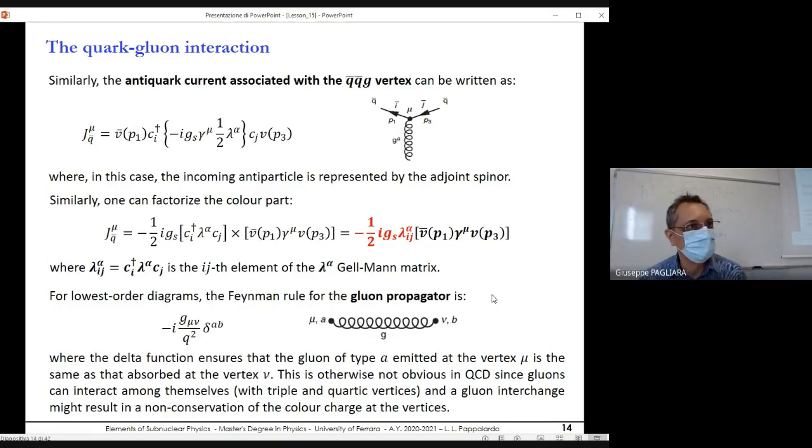Now, what about the gluon propagator? In QED the propagator is minus i g mu nu divided by q squared. Here we have an additional object, which is this Dirac delta, delta AB. In QCD, one denotes the gluon as A B. This delta function ensures that the gluon of type A emitted at the vertex mu is the same as that absorbed at the vertex mu. Why is this relevant now? Because this is not obvious in QCD, since gluons can interact among themselves through the triple or quartic vertex that I showed before. If a gluon interchange appears through one of these self-interactions, this might result in a non-conservation of the color charge at the vertices. This is why we need to ensure that the same gluon is emitted at one vertex and absorbed at the other vertex. This is done by the introduction of this delta function.